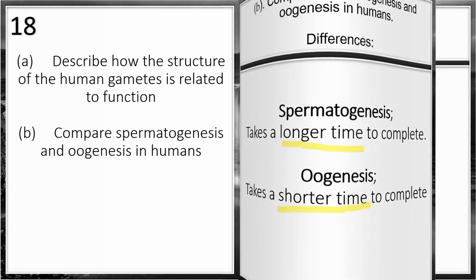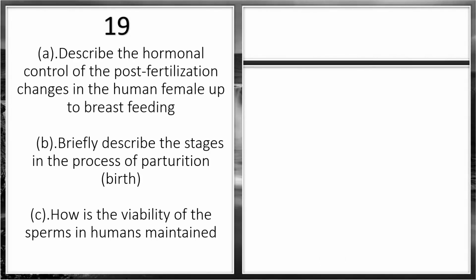Question 19. Describe the hormonal control of the post-fertilization changes in the human female up to breastfeeding. Part B. Describe the stages in the process of parturition, that is birth. Part C. How is viability of the sperms in humans maintained?